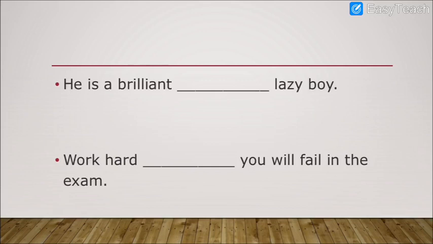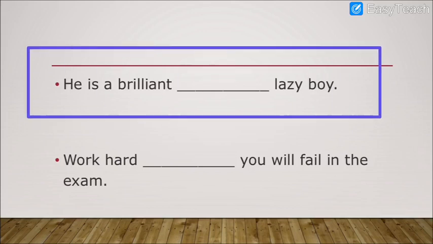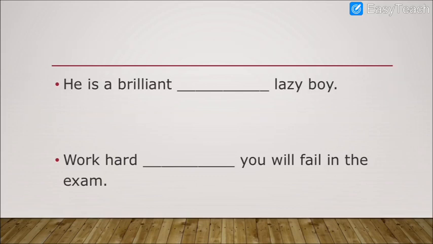Okay, let's solve this. He is a brilliant dash lazy boy. Now very clearly it is seen that two opposite ideas are there. On the one hand, they are saying that he is brilliant, on the other hand, lazy boy. These two are mismatching, right? But because they are mismatching, what do we have to use? I will not give you the answer. I will wait for your answer on my WhatsApp. I'll check your answers like I did in the previous exercise too.